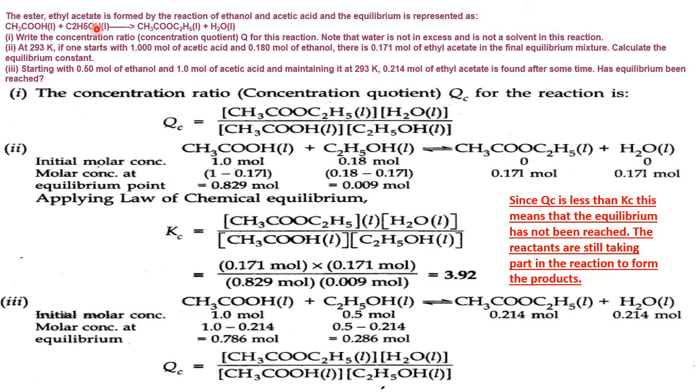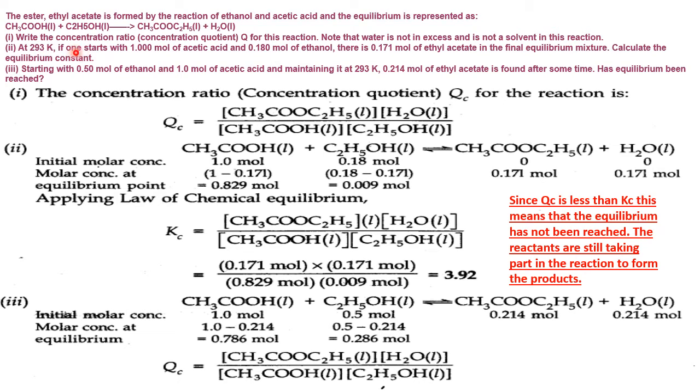The ester ethyl acetate is formed by the reaction of ethanol and acetic acid, and the equilibrium is represented as given. The question is, write the concentration ratio or reaction quotient Q for this reaction. Note that water is not in excess and is not a solvent in this reaction.